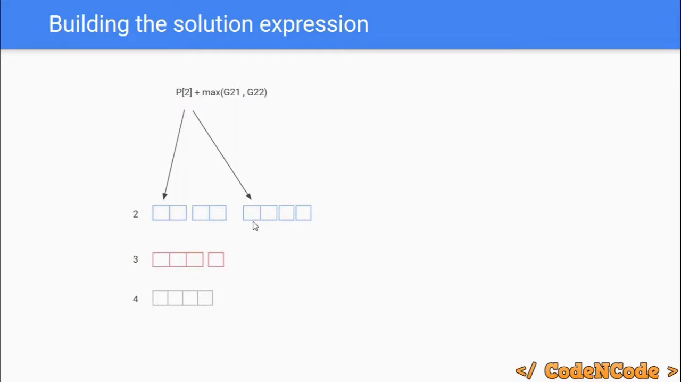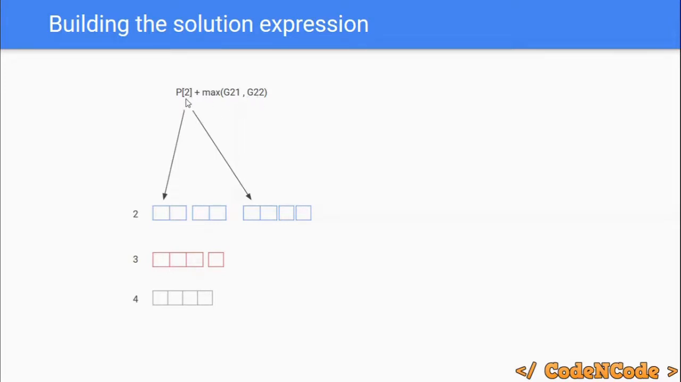Because p2 would be constant in both of them. I want to find the maximum profit of g2, and that would be done using p2 plus g21 and g22. The maximum of g21 and g22 is basically dp of 2. Why? Because the remaining part, the variable part, is of length 2, and we need to find the maximum profit you can achieve using length 2, and that would be dp of 2. So this part is actually dp of 2.